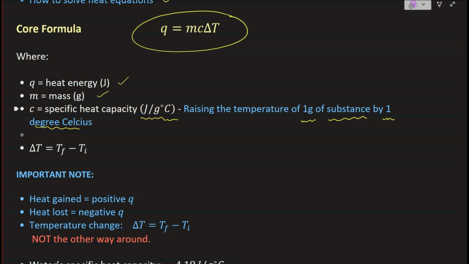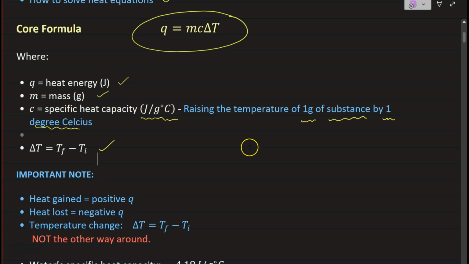The next thing, delta T. T is for temperature, and remember it's in Celsius, not Kelvin. This is the common mistake students make. They think that it's Kelvin, but it's not. It has to be in Celsius. And delta T, which is the change in temperature, is T final minus T initial. Anytime you're talking about the change in anything, you always start with the final value and subtract the initial value.